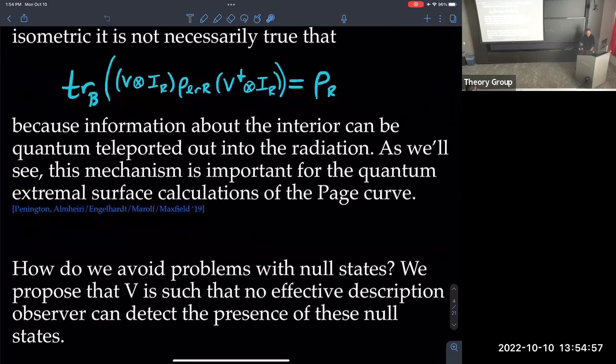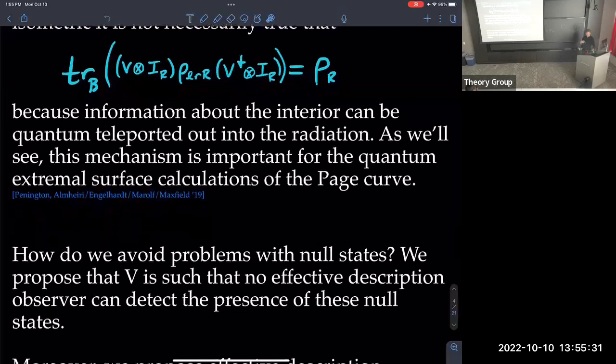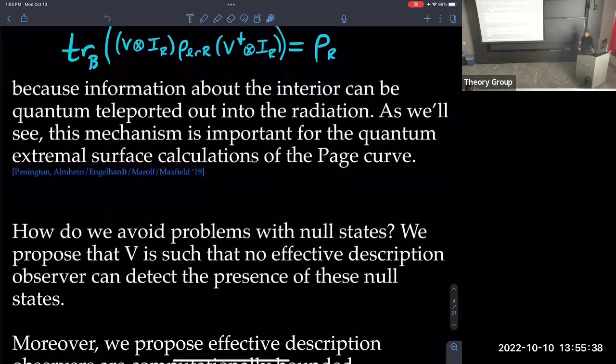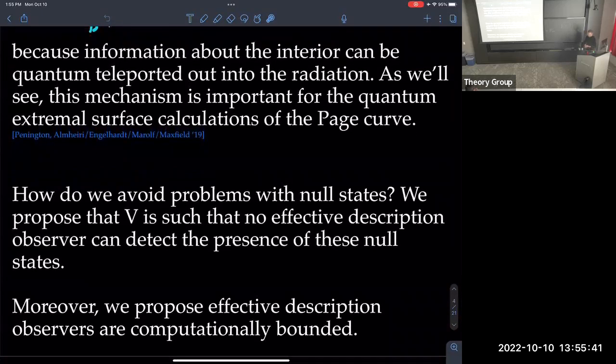Okay, good. So these null states, how do we avoid problems with them? Because what we've stated is something like, you have some bulk states that are annihilated by the holographic map, and that's bad because we imagine that would mean they're not physical or something. And so what happens if we're just living our lives in the bulk? We do some operation and map ourselves to a null state. That would be bad. Well, we propose that the holographic map V is such that this can't happen. No effective description observer can detect the presence of these null states. And how does that happen? Well, we propose that effective description observers are computationally bounded.